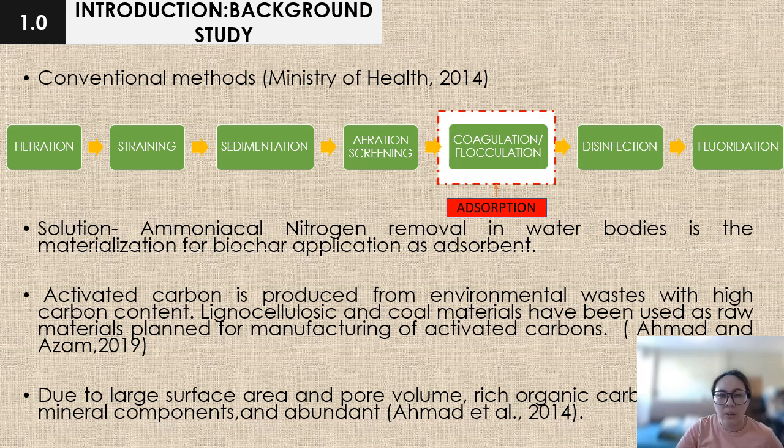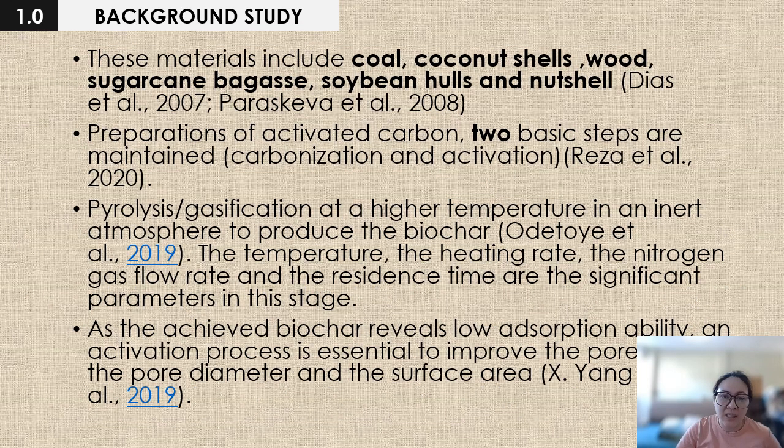Here, in the conventional methods from the Ministry of Health, absorption is done at the coagulation process before disinfection. So you can use this bamboo absorbent with the polymer and alum in the flocculation process, where it can remove this ammoniacal nitrogen. Other studies have been done using coal, coconut shell, wood, sugarcane bagasse, soybean hulls, and nutshell.